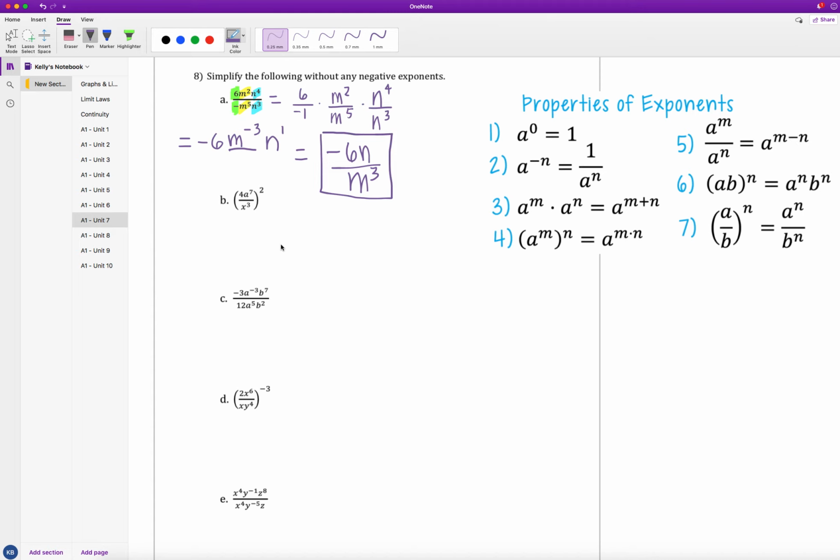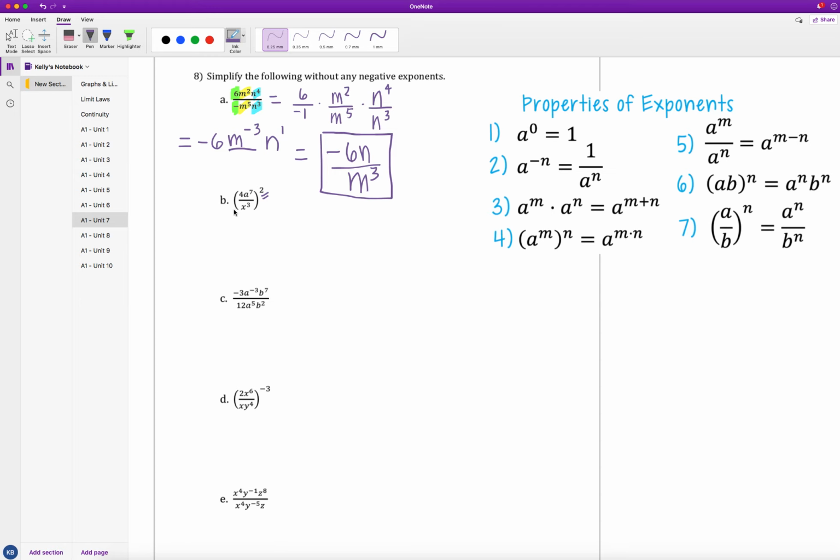Okay, let's look at example B. So example B says 4 times a to the 7th over x to the 3rd, all raised to the 2nd power. So the first thing I want to think about is, can I simplify anything inside the parentheses? Because if I can simplify stuff inside the parentheses, it's going to make my life easier later. Well, in this case, I have 2 different bases. I have an a and an x, and because the bases are different, I can't simplify anything. So the next thing I have to do is, well, I have to worry about this second power on the outside.